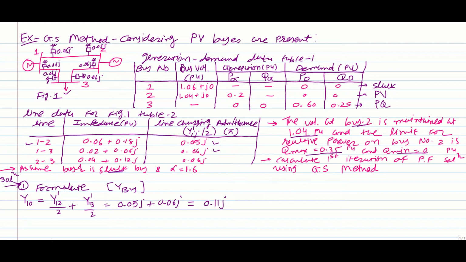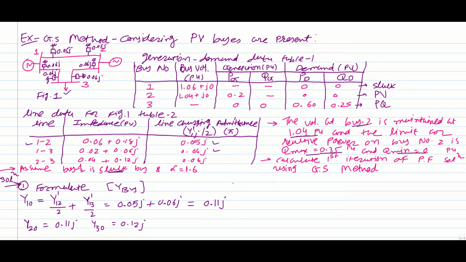So y10 for this network is 0.11 J. Then next y20. Similarly, we will calculate the value of y20, which is 0.11 J, and y30, which is equal to 0.12 J. I hope you have cleared up to this.